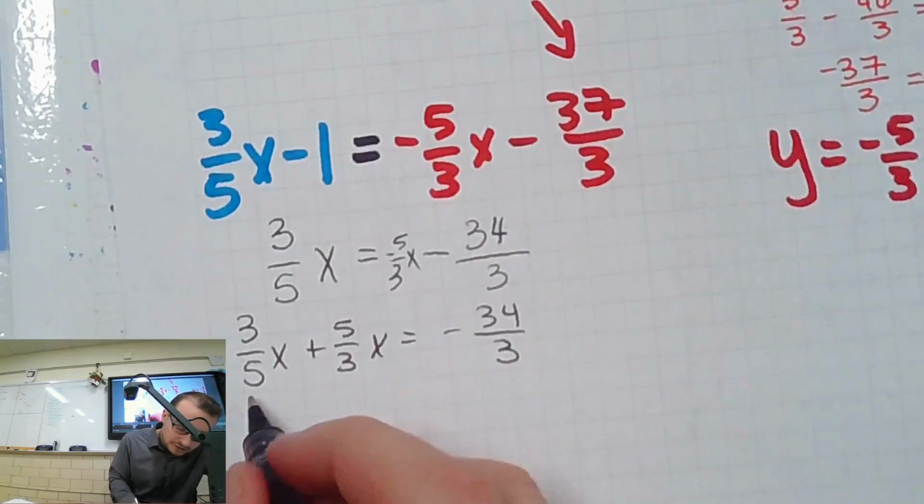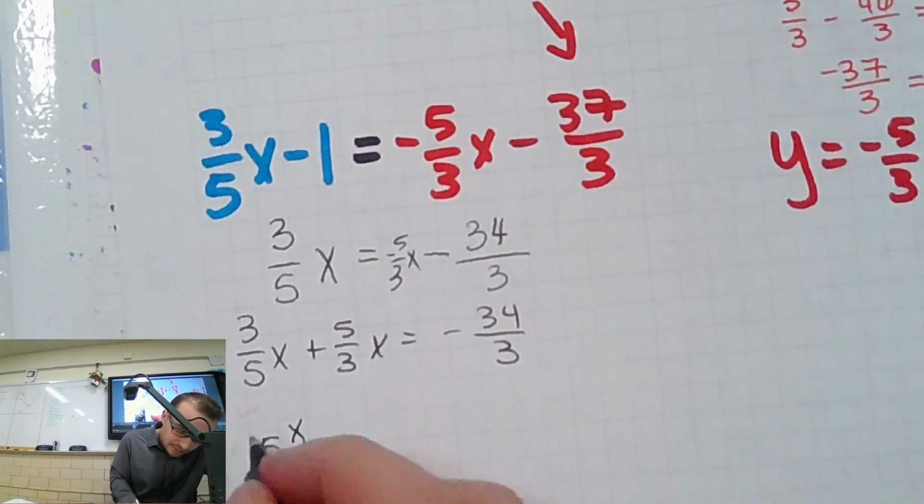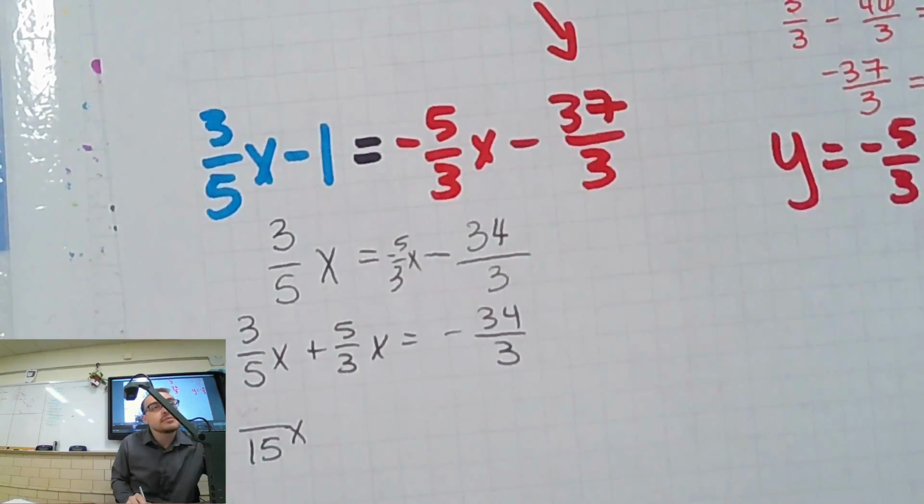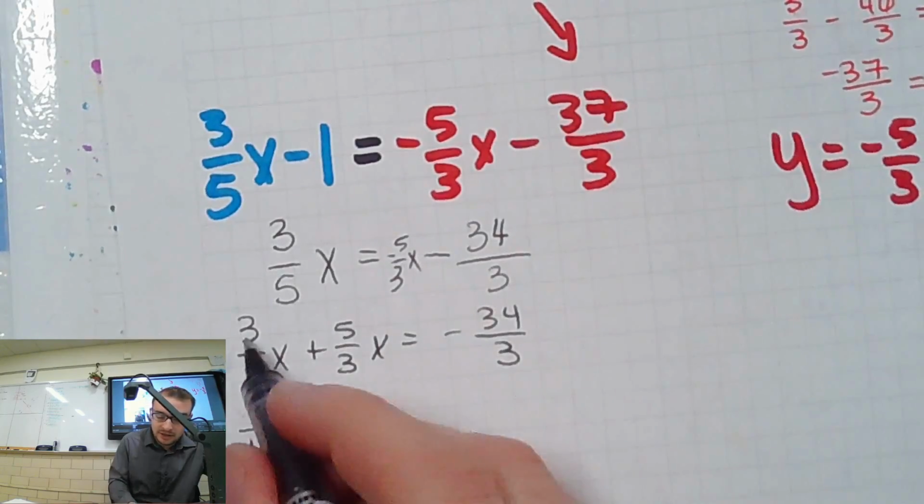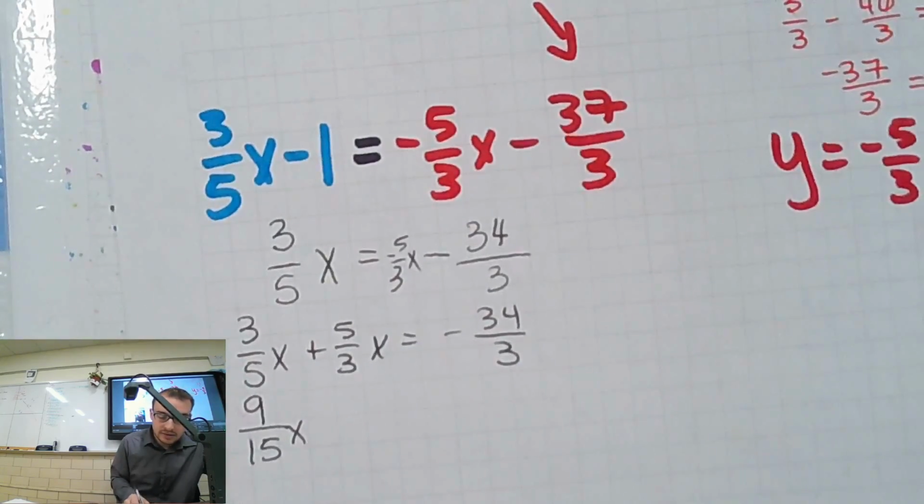Need common denominators, so I'm going to make this a 15. How did I make that 5 a 15? I multiply the top by 3. 9 over 15 reduces to 3/5. I didn't change it. I just made it look different, right?